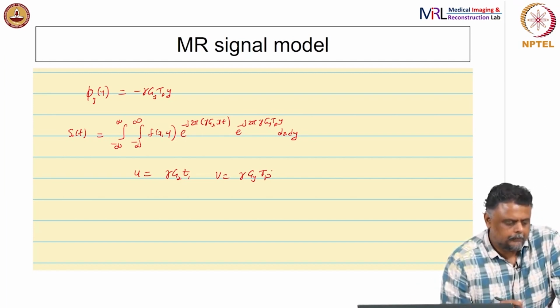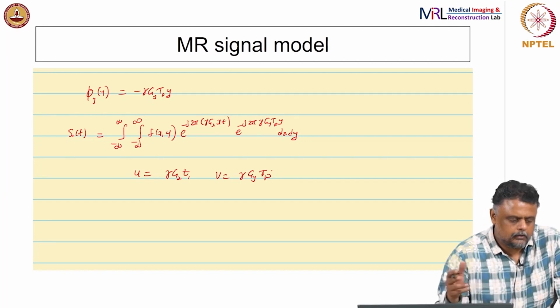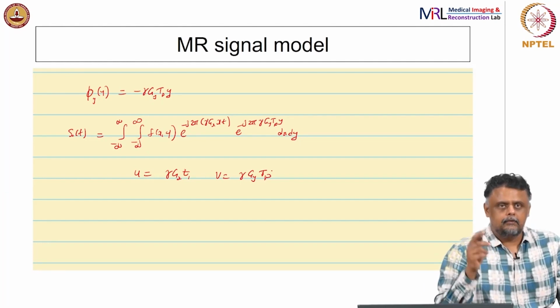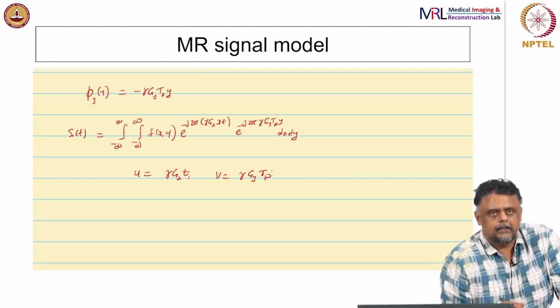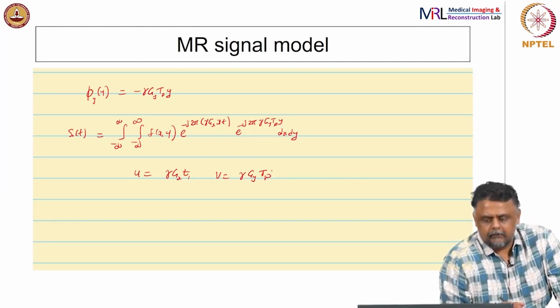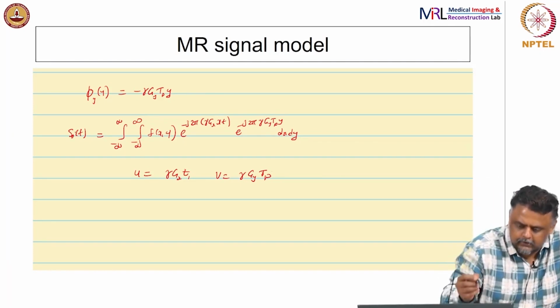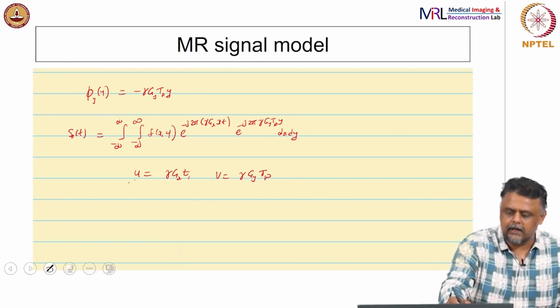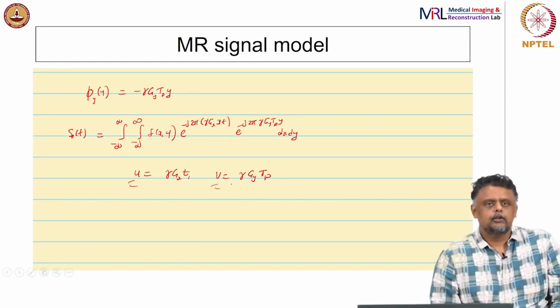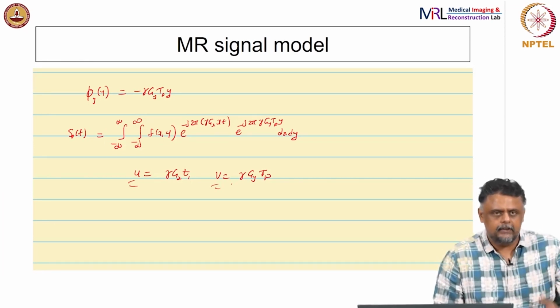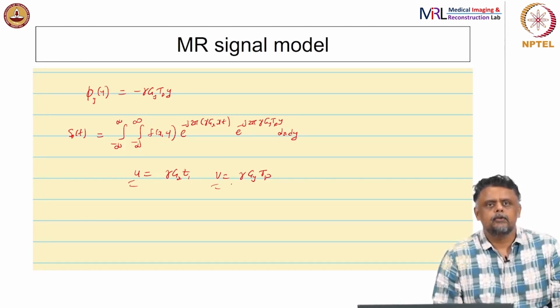So, this is your baseband signal, right. Of course, it is modulated by that exponential e raised to minus j 2 pi nu 0 t, which I have not indicated here. This is the demodulated signal, and this is how you scan the k space, right. You change u by changing the gradient, you change v by changing the gradient, and so on and so forth, right.